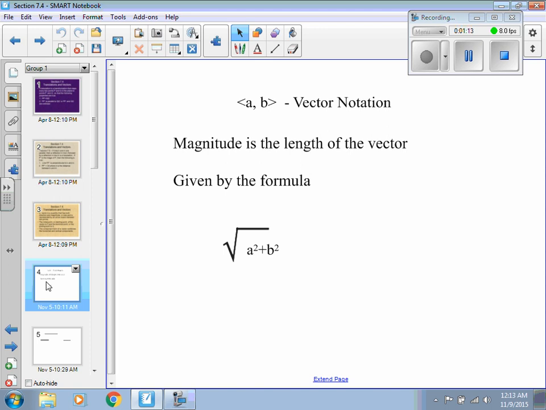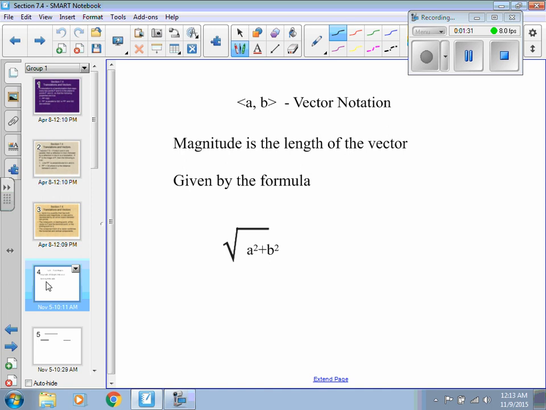Okay, vector notation has the less than and greater than symbols around 2 points in an ordered pair form. The magnitude is the length of the vector, and it's going to be given by the formula, the square root of a squared plus b squared. The distance formula could be used as well for that.